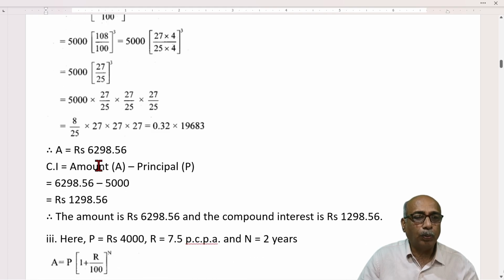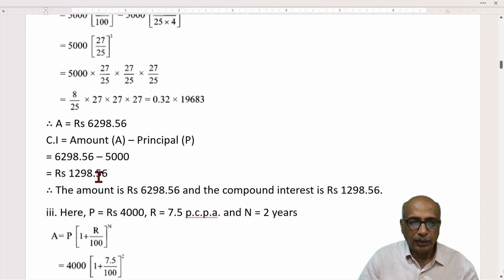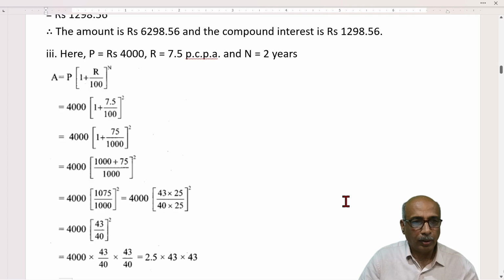Here, the amount comes to rupees 6,298.56. Compound interest equals amount minus principal. That is 6,298.56 minus 5,000 equals rupees 1,298.56. The amount is rupees 6,298.56 and the compound interest is rupees 1,298.56. Third problem. Here principal is 4,000.